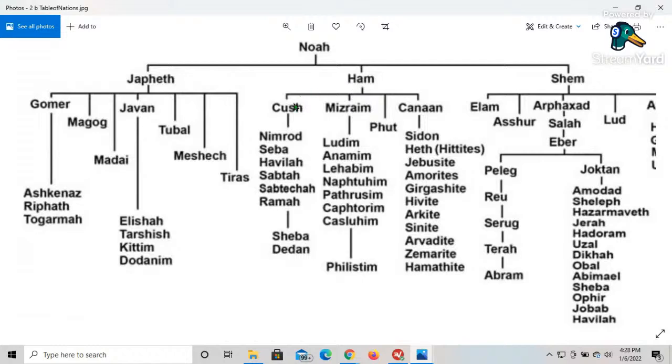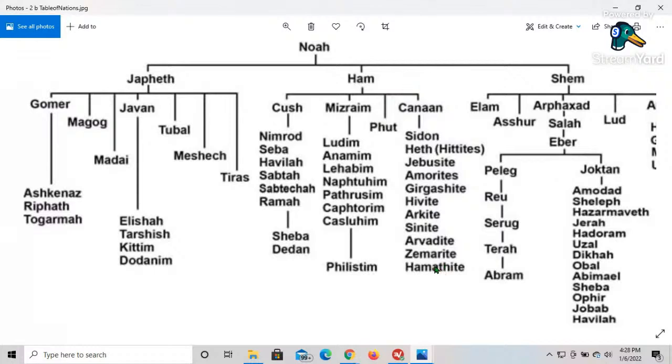Then we have Ham, Cush, Nimrod, Havilah. These are all in the Arabian Peninsula and Africa, of course. Same. Mizraim, these are all the ones in Egypt. All the sons in Egypt. Some of them become Libya. Or Lehabim. I don't know if it's Lehabim or Ludim. Became Libya. Or, of course, a mixture probably. Caphtorim eventually became the Philistines.